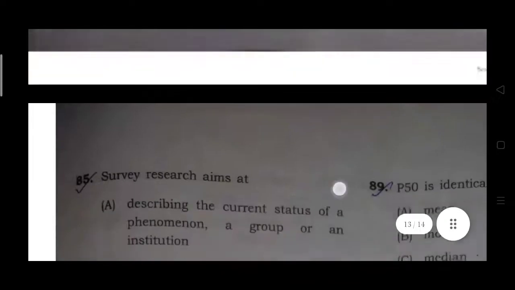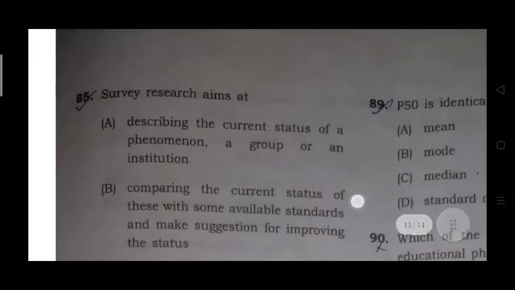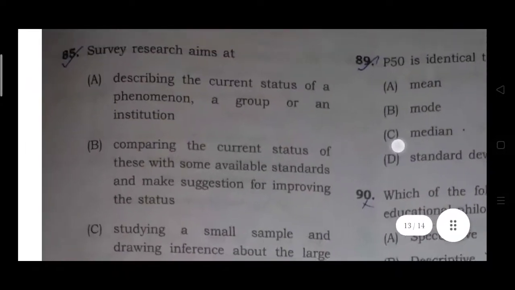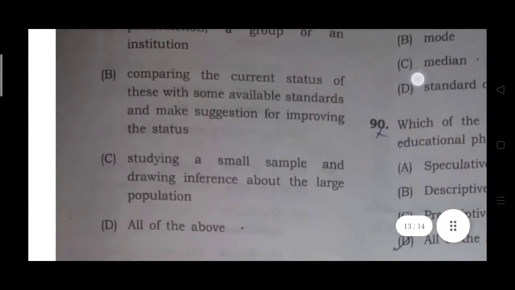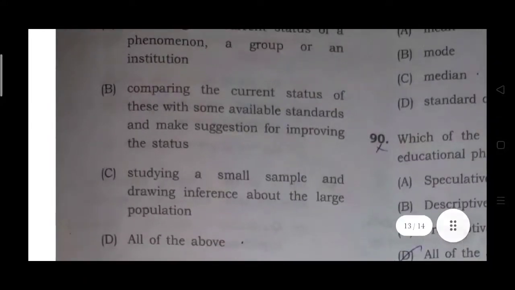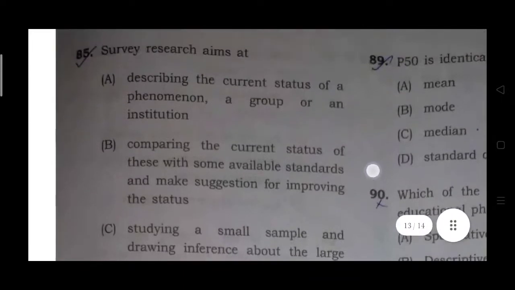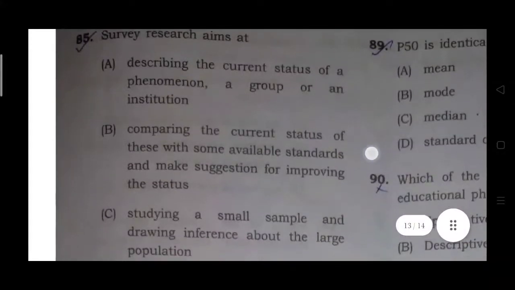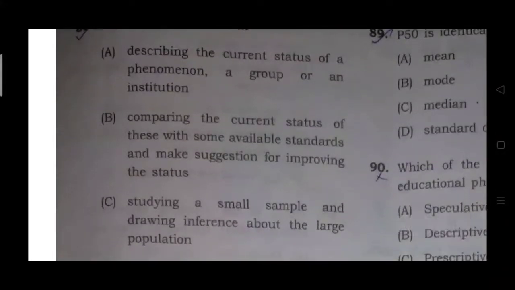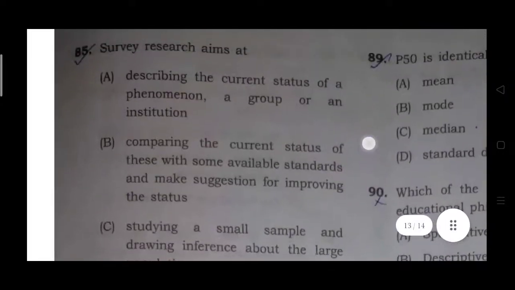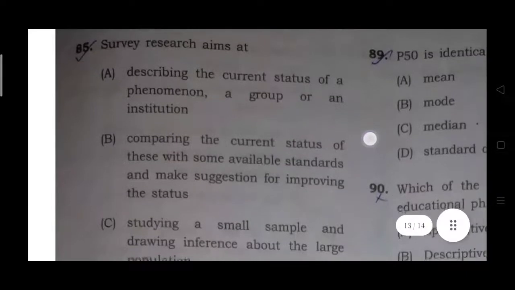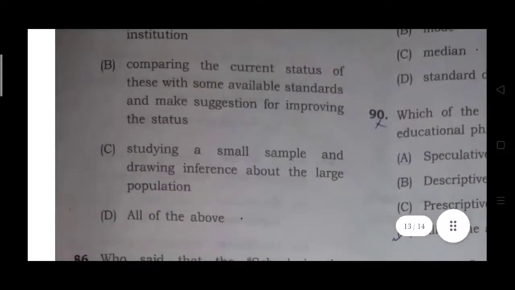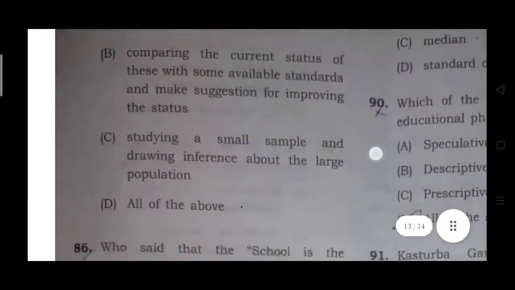Next, 85. Survey research aims at. What is the correct answer here? Survey research aims at. Answer is option D. That is all of the above. Describing the current status of a phenomenon, a group or an institution, comparing the current status of this with some available standards, and making suggestions for improving the status. All these options are correct aims of survey research, and here the answer is option D.